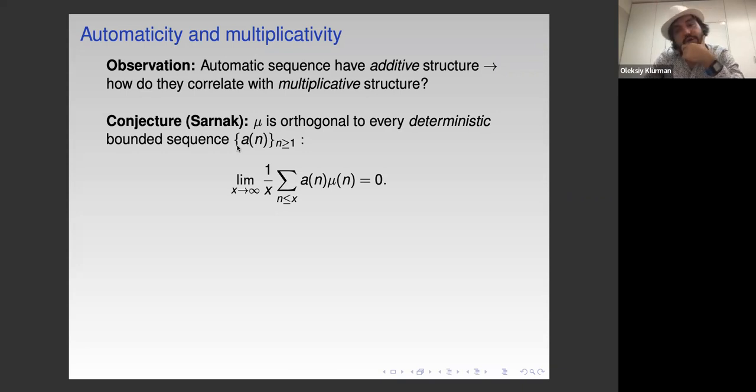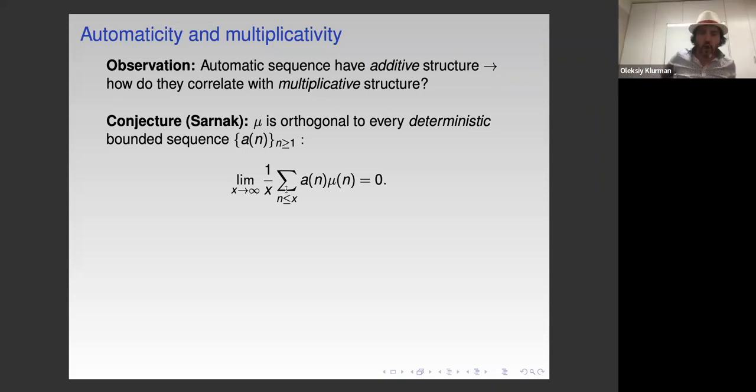One way to measure this correlation is in the framework of the Sarnak conjecture. I won't precisely define what that is, but it says that the Möbius function, our favorite Möbius function, is orthogonal to any deterministic bounded sequence, in the sense that there are cancellations in the partial sums.